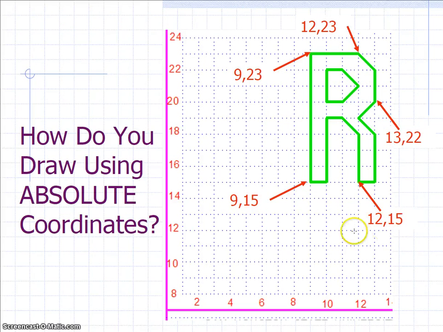Now, how do you draw using it? You literally plot your point. So if this one is 9, 15, then this one stays on the 9, on the X, up, and it's 23, and then 12, 23, and so forth. So that's how your X and your Y work, point to point to point to point.